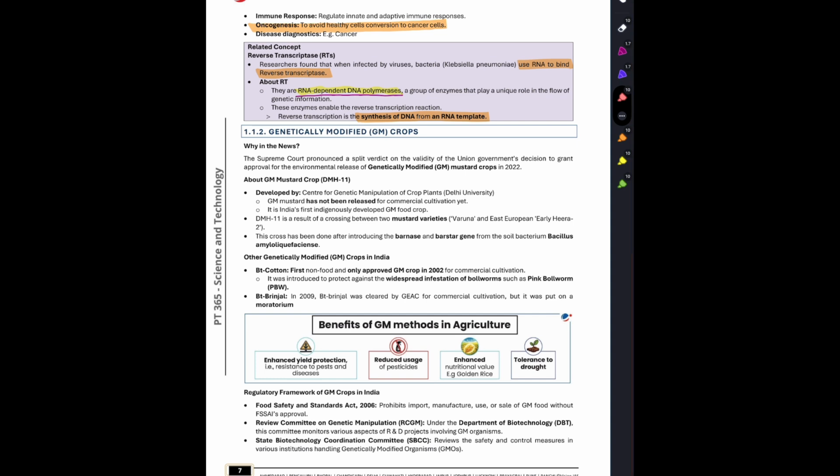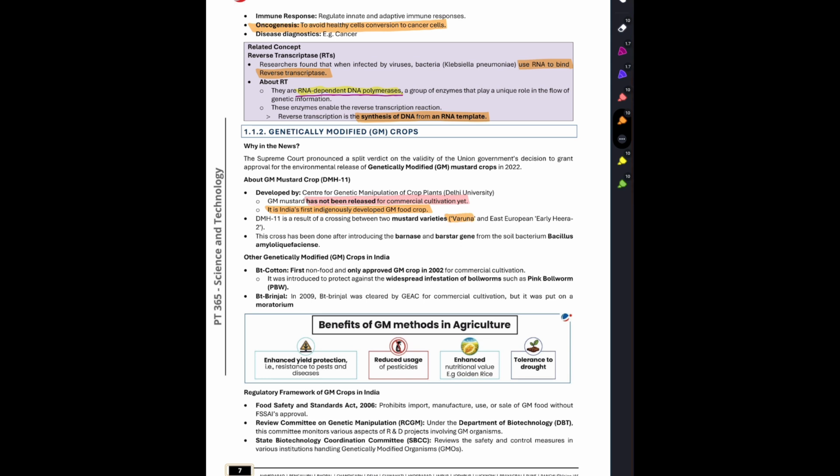DMH 11, Dhara Mustard Hybrid 11. Developed by Center for Genetic Manipulation of Crop Plants, Delhi University, GM mustard has not been released for commercial cultivation yet. It is India's first indigenously developed GM food crop. DMH11 is a result of a crossing between two mustard varieties, Varuna and East European early Heera.